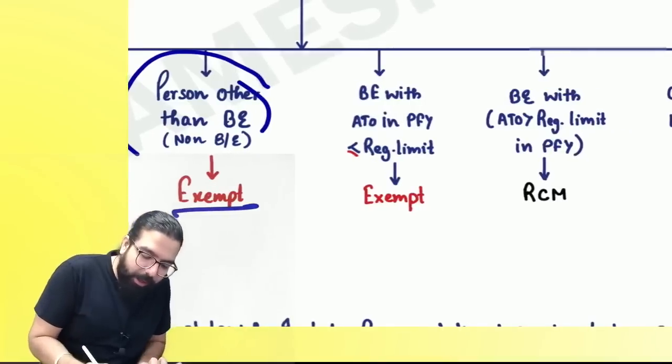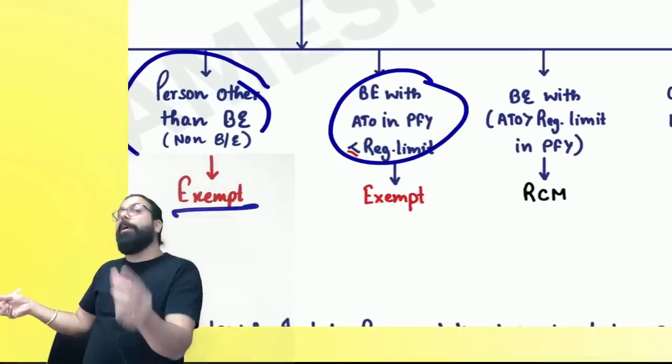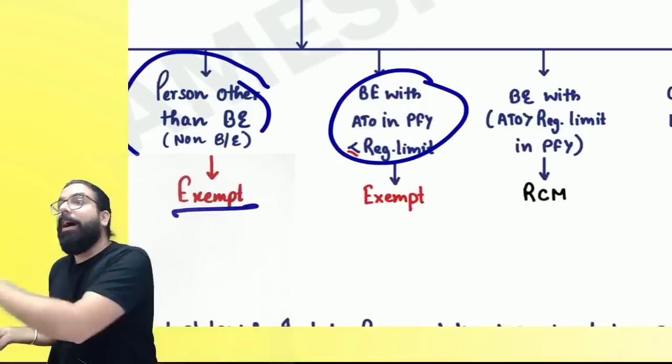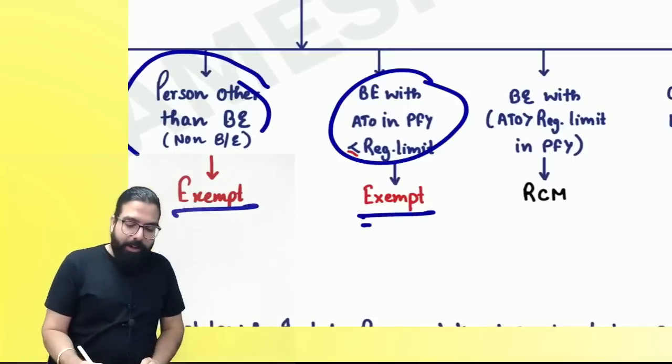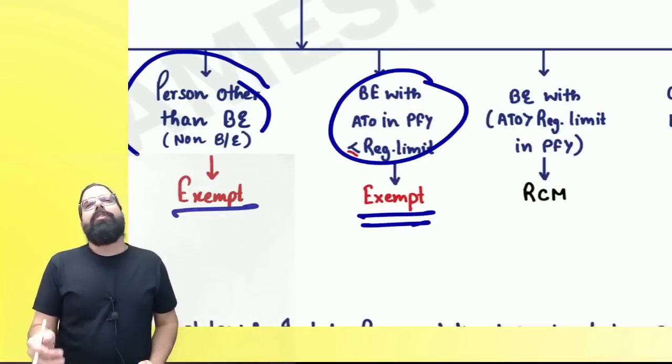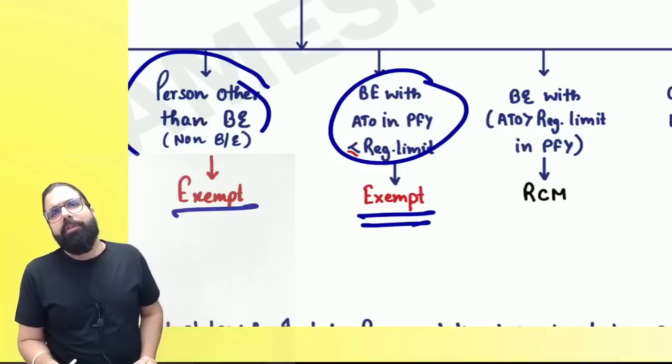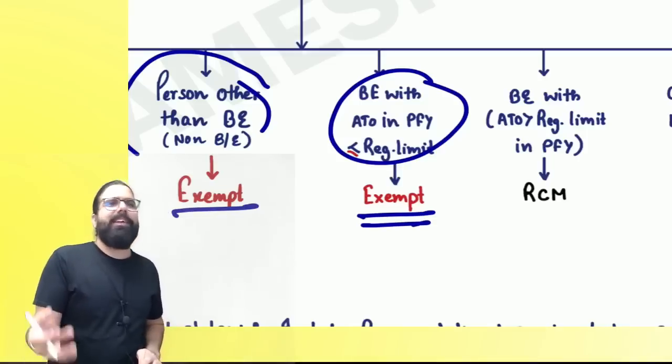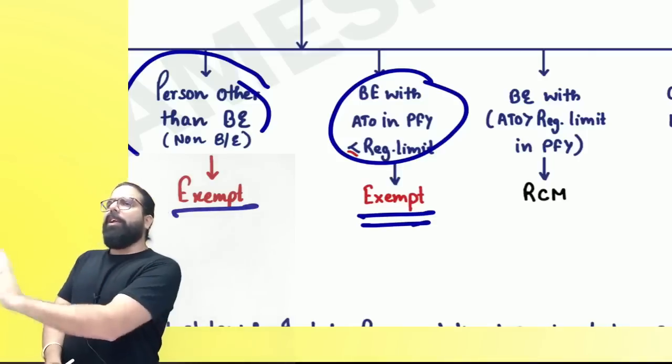Then the next one over here is a business entity whose last year's turnover, remember, don't see current year, is less than the registration limit. Then also, government told, just because you are taking advocate services, you don't have to take registration and pay GST and all. Government told last year's turnover has to be seen.